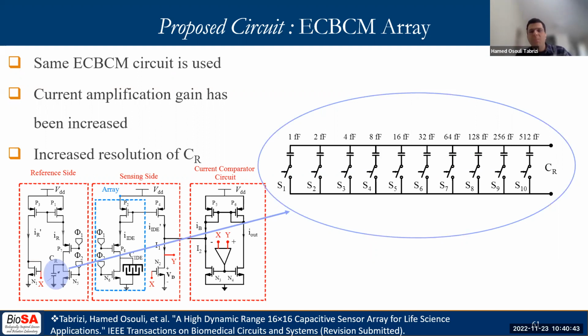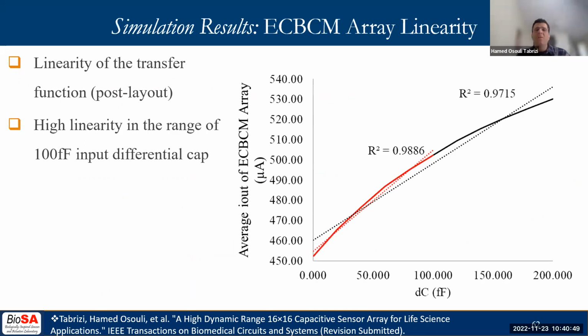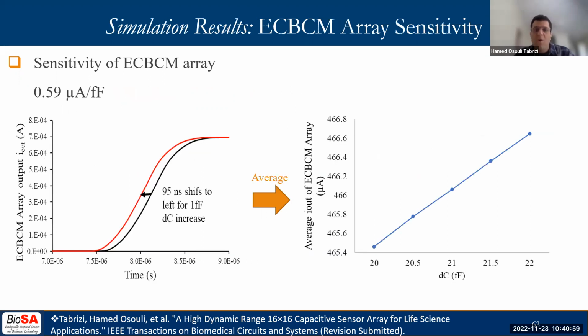From chip 1 to chip 2, the resolution of bank of capacitors has also been increased from 7 bits to 10 bits. Here we see the linearity of the transfer function of the eCBCM of the array chip. The dynamic range can be obtained from the curve, which is around 100 femtofarad. For showing the sensitivity of the eCBCM, a 0.5 femtofarad step change of input has been simulated.